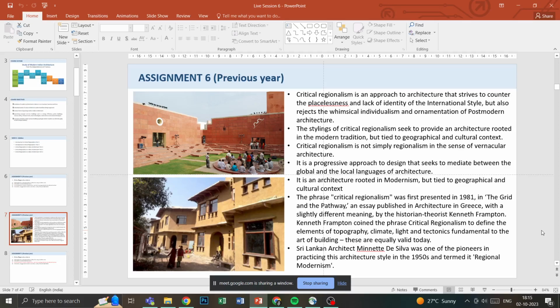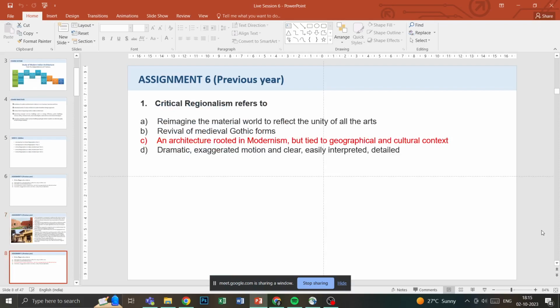Sri Lankan architect Minnette de Silva was one of the pioneers in practicing this architectural style in the 1950s, and she coined the term regional modernism. So critical regionalism is also called regional modernism. The term critical regionalism was given by Kenneth Frampton, and the term regional modernism was given by Sri Lankan architect Minnette de Silva. So our answer is that critical regionalism refers to an architecture rooted in modernism but tied to geographical and cultural context.